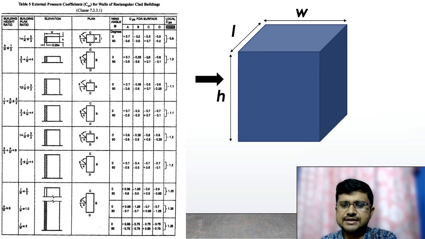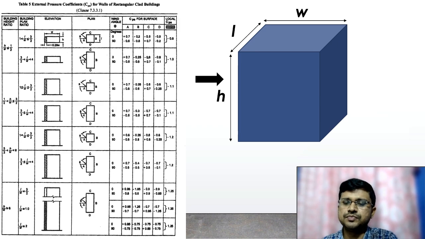Now this is the table of external pressure coefficient. External pressure coefficient depends on two parameters. One is the building height ratio, which is h by w, and the building plan ratio, which is l by w. Now, what is h, what is l, and what is w? H is the height of the building model over the ground surface. So, under the ground, that value we will not consider. We will not consider the value up to the foundation. We will just consider the value which is over the ground surface.